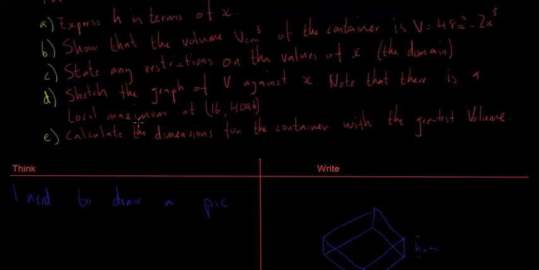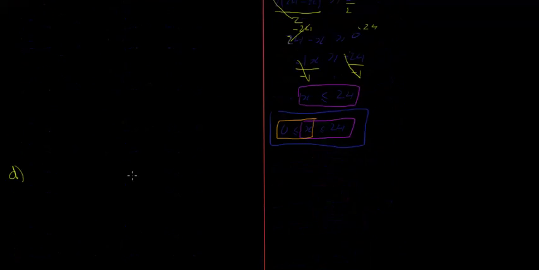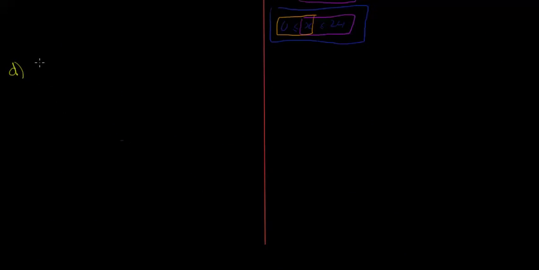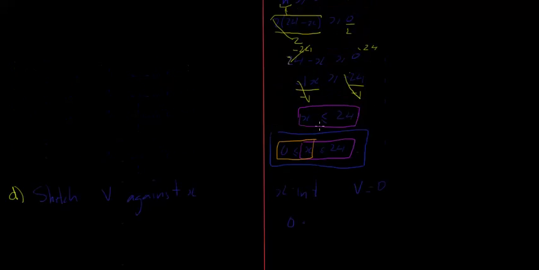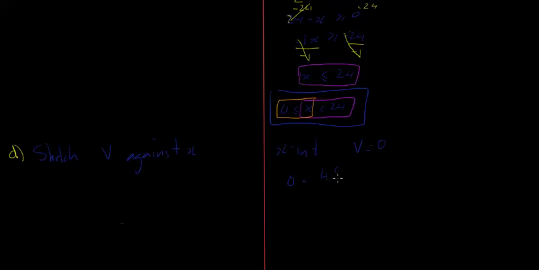We've got a local maximum at 16 and 4096. Sketch v against x. Alright, to do that we need the x-intercepts. We would let v equal 0, not y, because our variable is v. That means we've got 0 is equal to, what is our equation? 48x squared take 2x cubed.